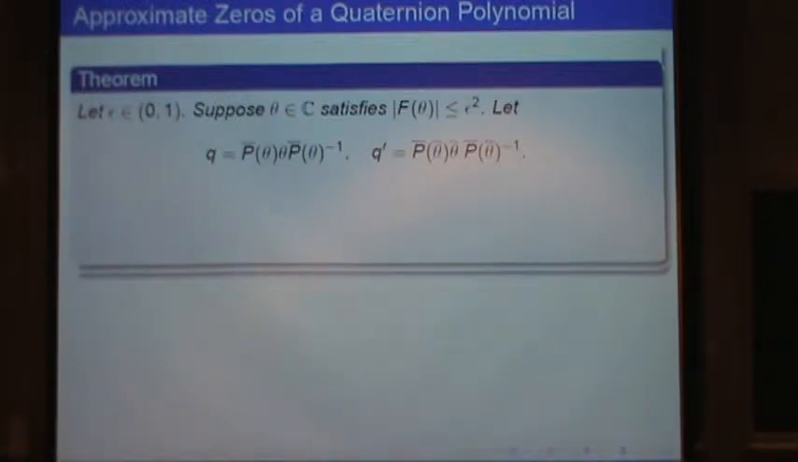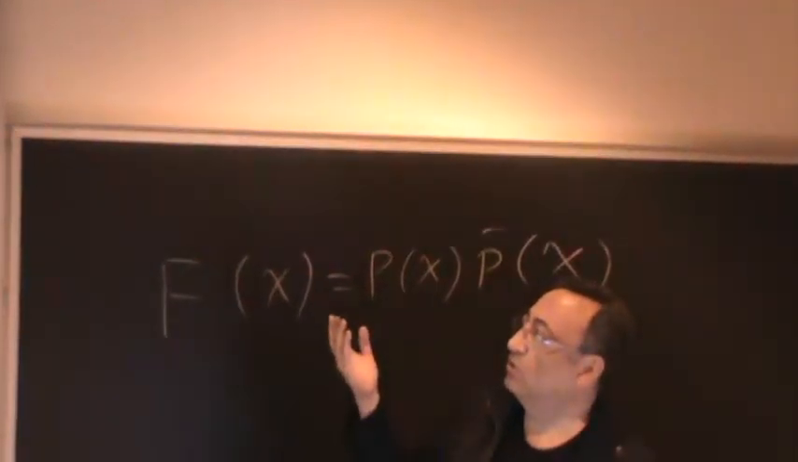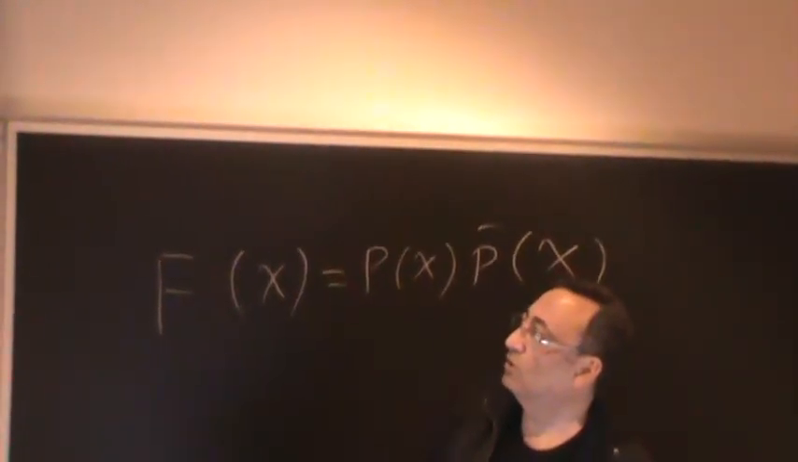This is a theorem that took me a while to prove, but once you see it, it's easy, but it's not straightforward really. Suppose that for some complex number theta, the function f of theta is less than or equal to epsilon squared. Remember that f of x was p of x times p bar of x. So suppose we have achieved the approximation to a zero to within epsilon squared.